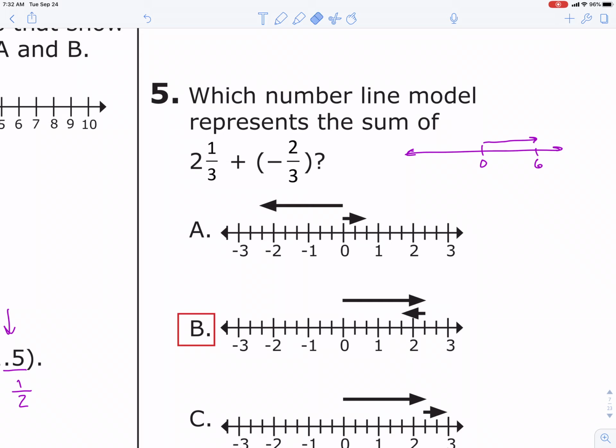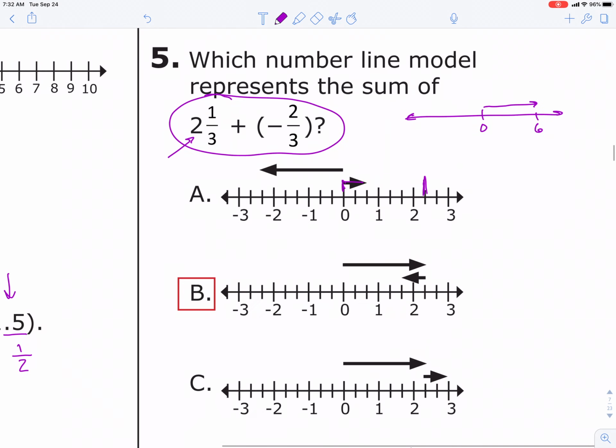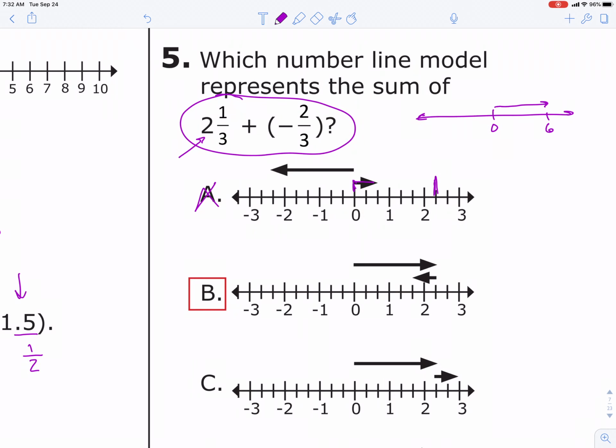So what I need to do is look at my expression here. Well, where does it start? 2 1/3. So I need to find an arrow that goes from 0 to 2 1/3 first. Well, let's look at A. Does this one just go to 2 1/3? No, because 2 1/3 is over here. So A, right off the bat, does not work. Let's look at B. Well, it's probably the answer, but I'm just looking at the one that starts at 0. Well, B starts at 0, and it goes over here to 2 1/3.